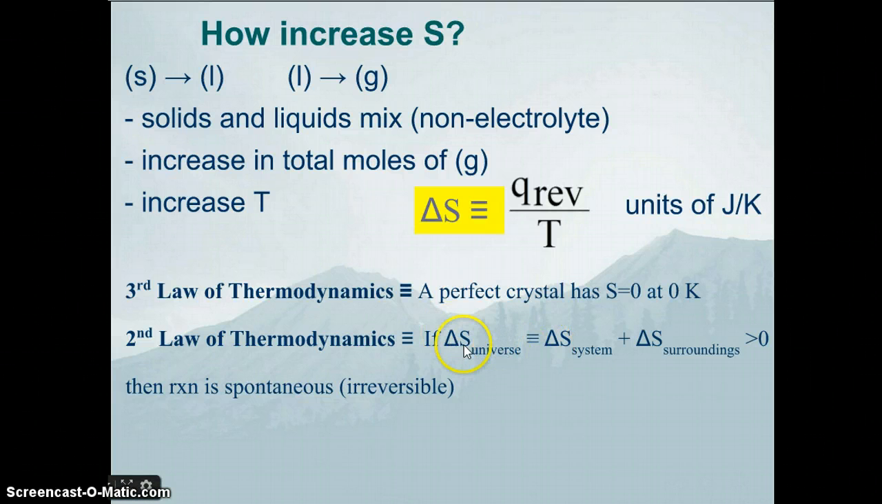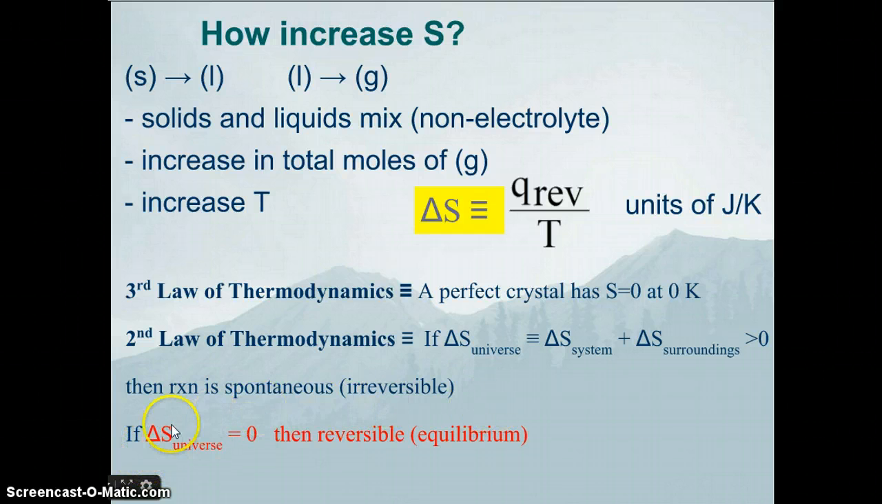So the entropy of the universe is the change in entropy of our system plus the change in entropy of our surroundings. Because remember, we have our reaction going on, but as our reaction is going on, there's an energy exchange, and there's an entropy exchange between the system and the surroundings. So the second law just says the total entropy of the universe increases, it happens by itself, if that's a spontaneous process, and for a non-spontaneous process, the delta S of the universe is less than 0.